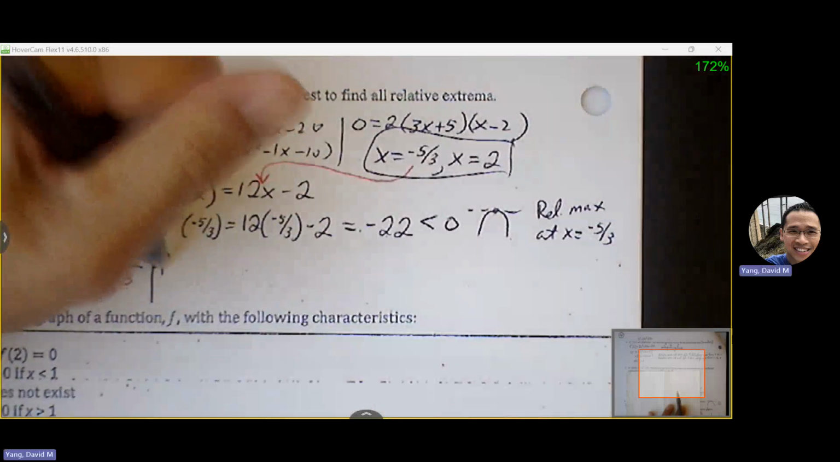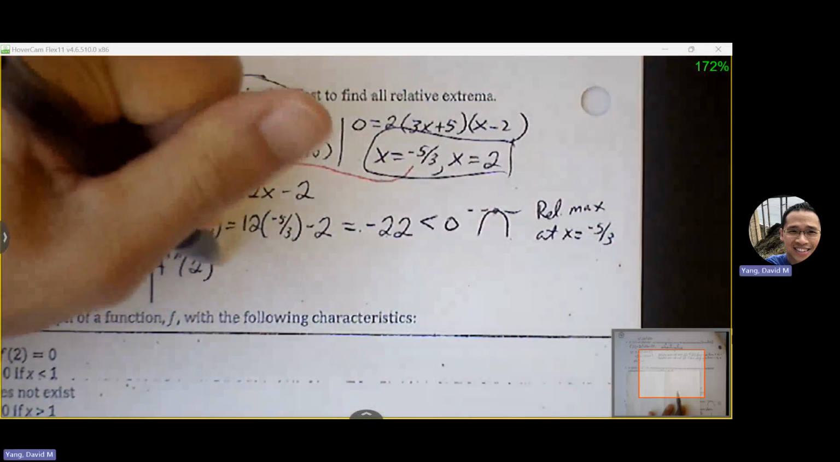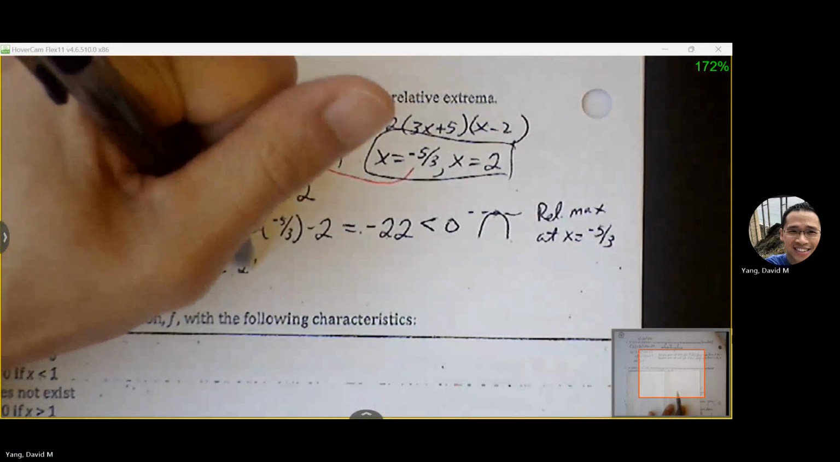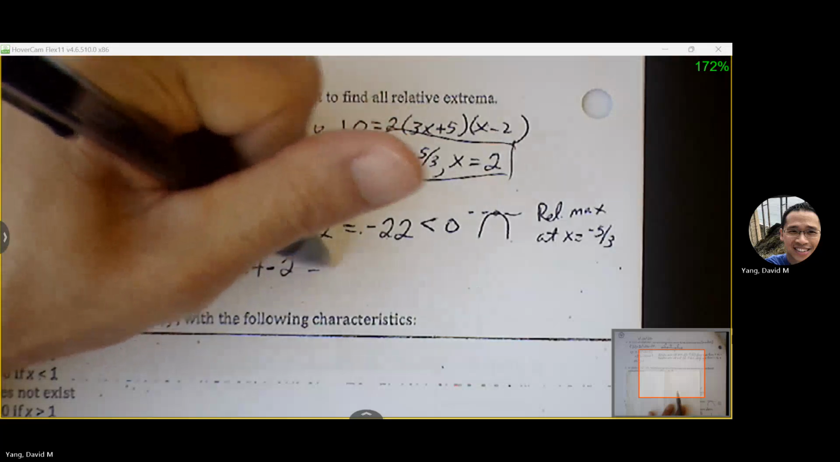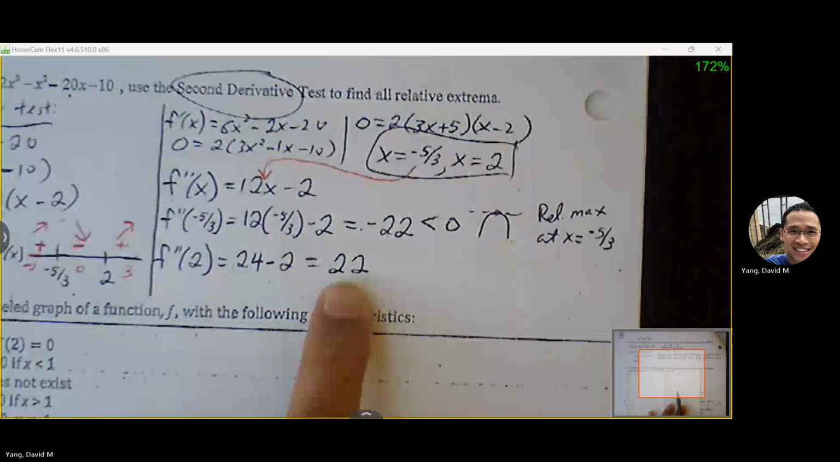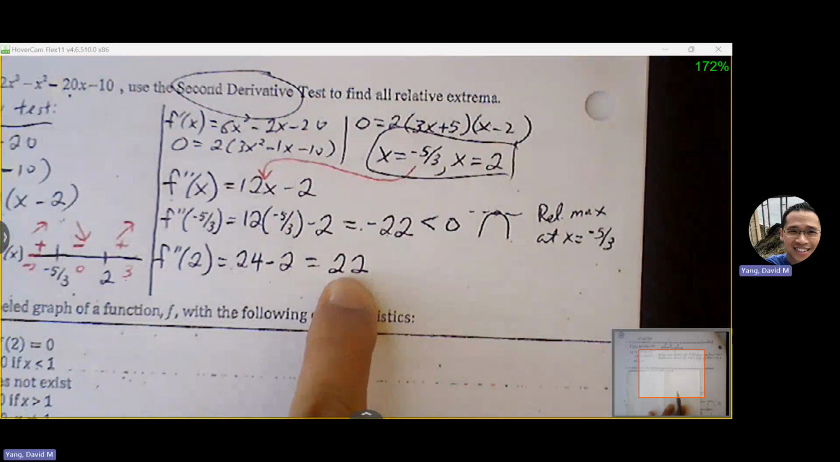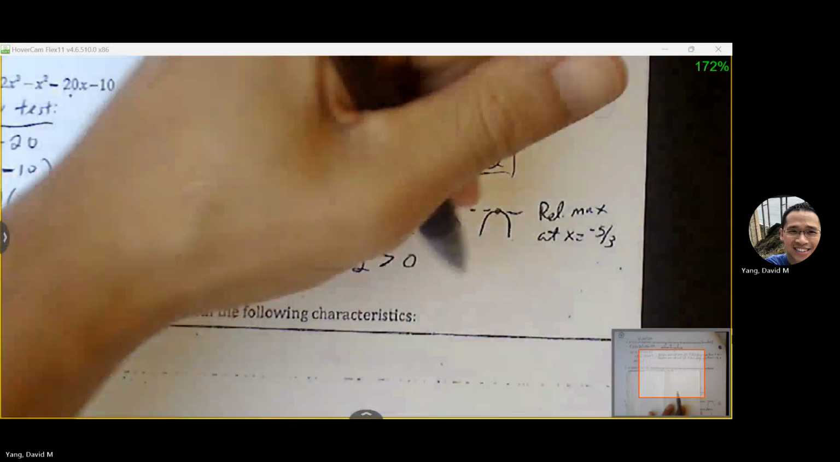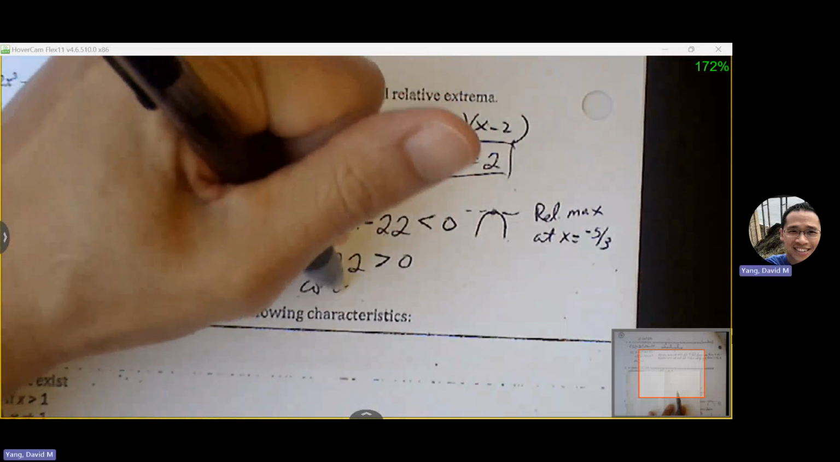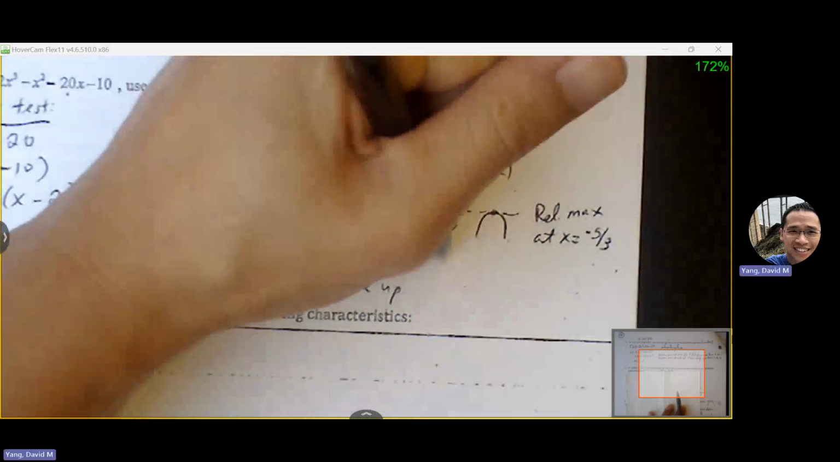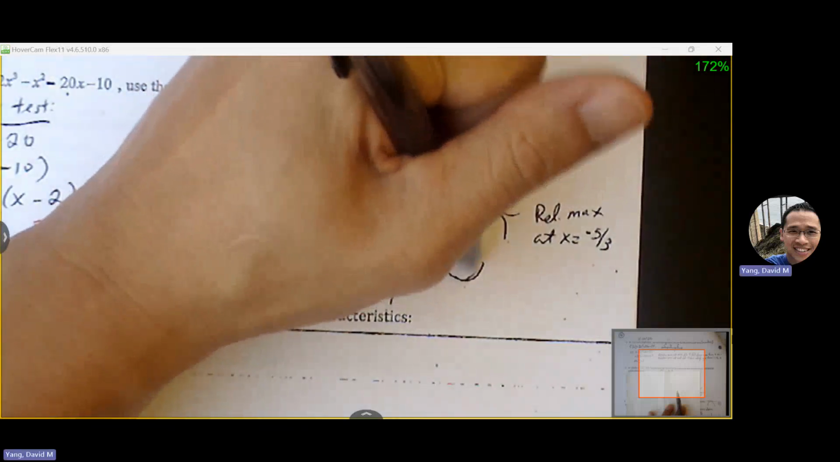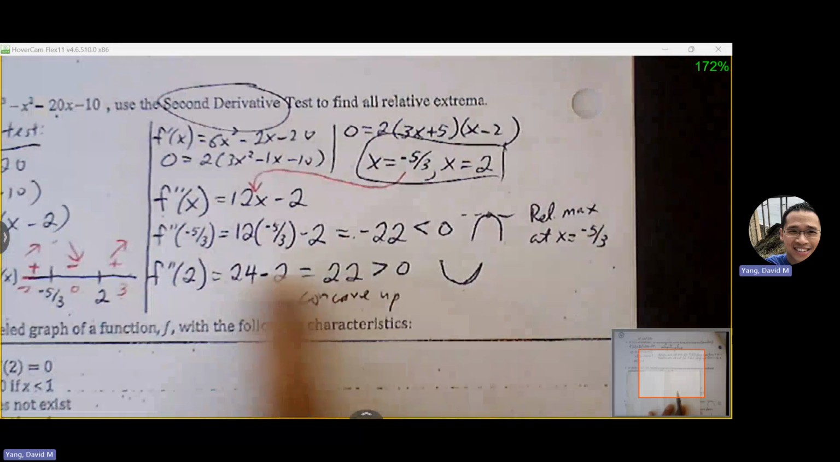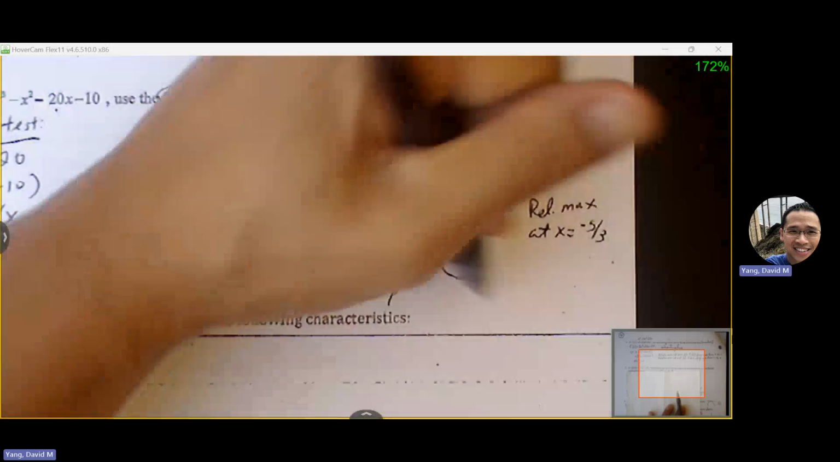Okay. All right, let's test the other point, f double prime of 2. Again, this number is abstract, but what we do know is that it's what? It's positive. Therefore, my graph is concave up. If my graph is concave up, my graph will look like this. And at 2, there's a slope 0.